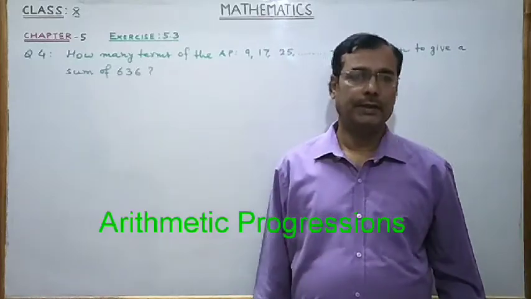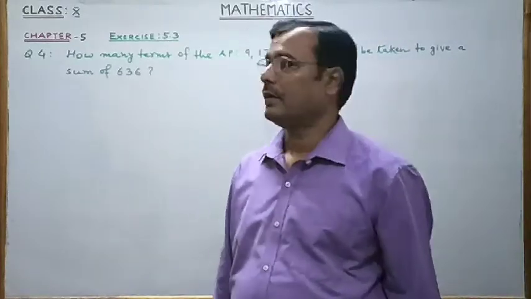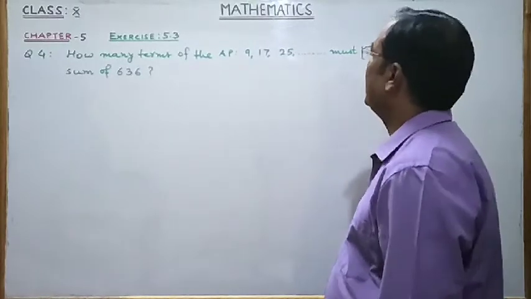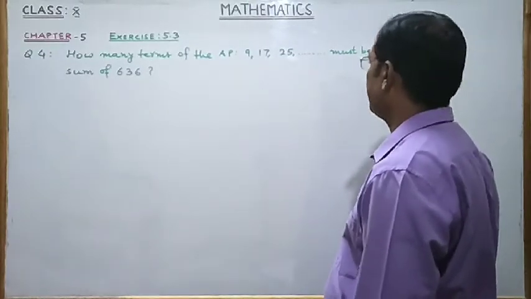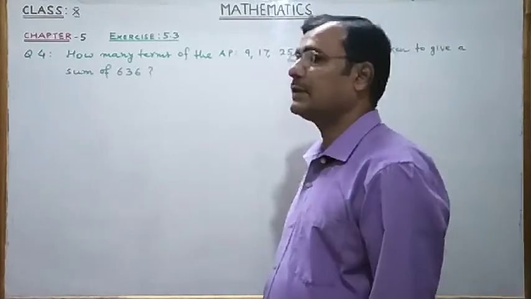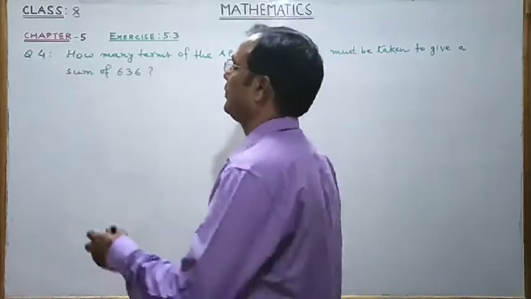Exercise 5.3, question number 4. How many terms of the AP 9, 17, 25 and so on must be taken to give a sum of 636?